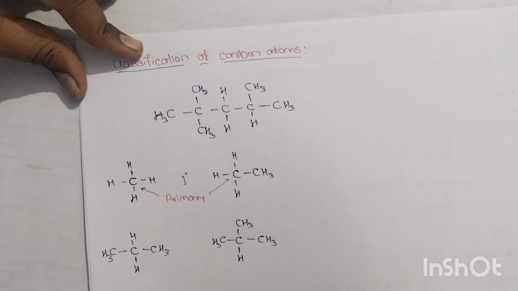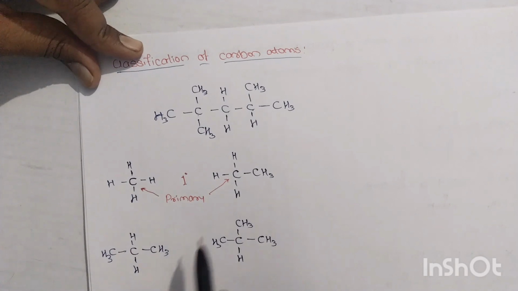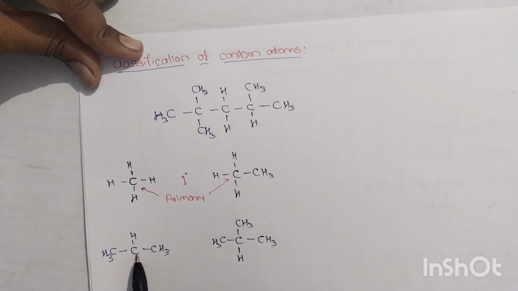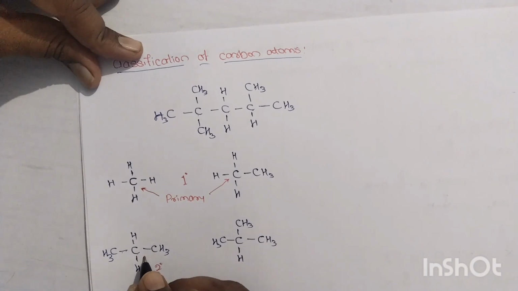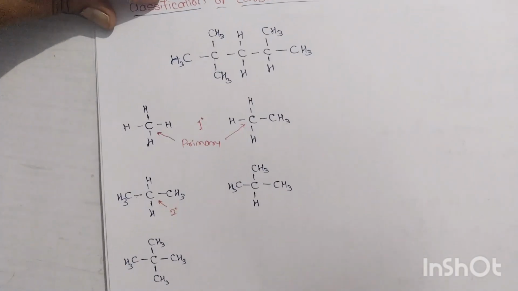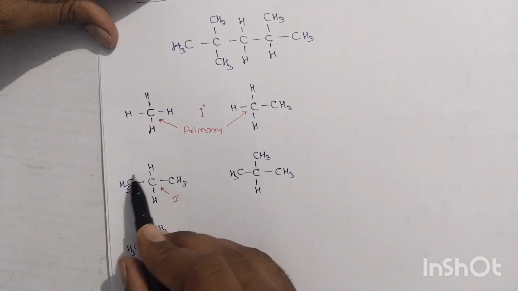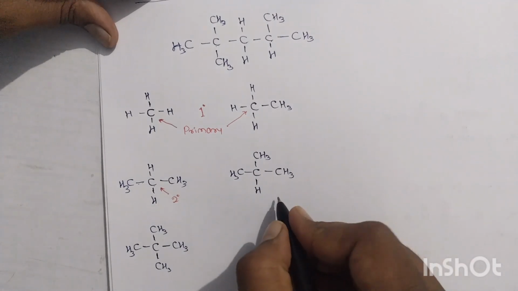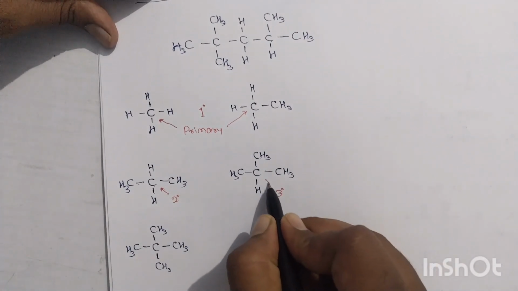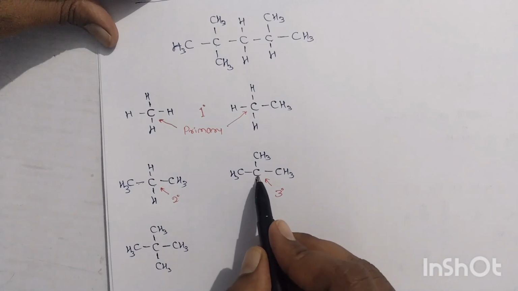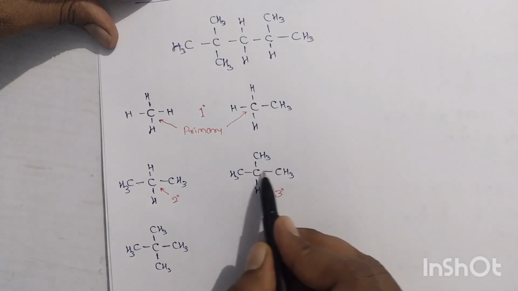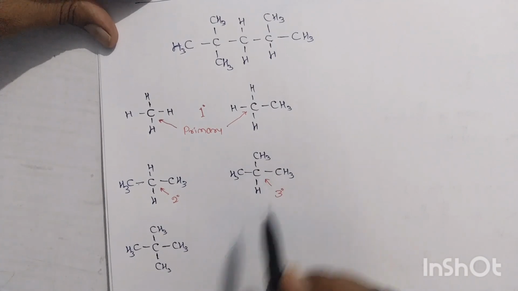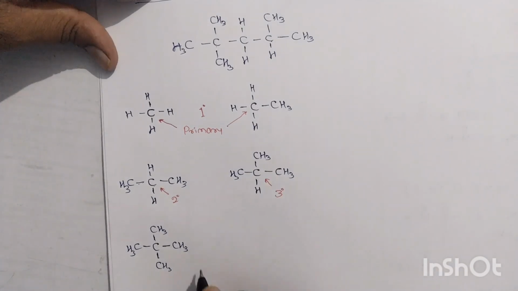Then what about secondary? Secondary means the carbon atom is attached to 2 other carbon atoms and 2 hydrogens. This carbon is called a secondary carbon atom. Out of 4, there are 2 hydrogens and 2 carbon atoms. Then what about tertiary? This is a tertiary carbon atom. Here you can see that this carbon has made bonds with 3 carbon atoms, so this carbon is called a tertiary carbon atom. Then what about quaternary?